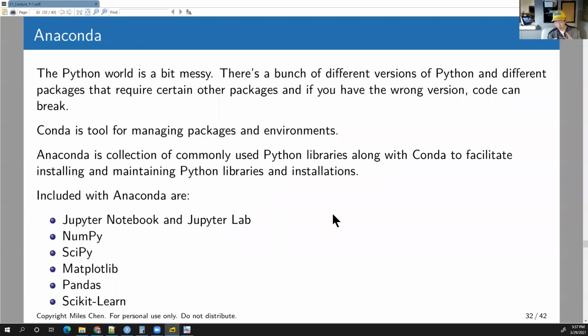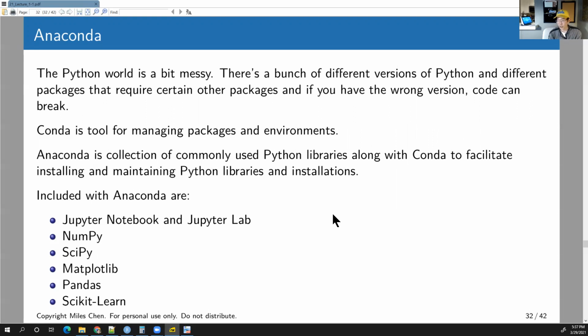That's because Python is a tiny bit messy, in that there's a bunch of different versions of Python and different versions of these really important packages, such as NumPy and Pandas and SciPy. A lot of these packages are built on top of each other. If you update one of the packages, you could have another package that stops working because things have changed and things are broken.